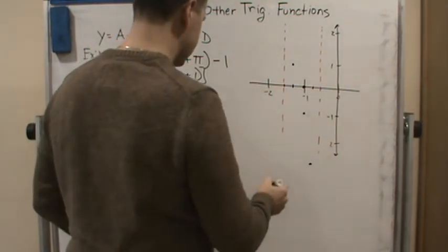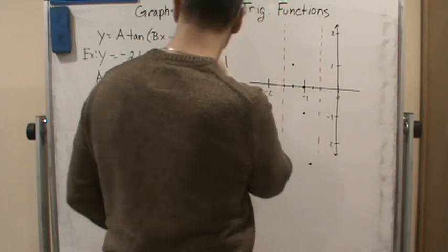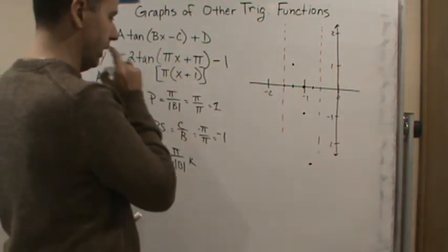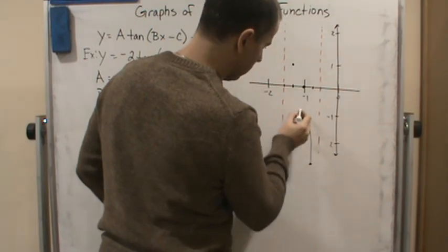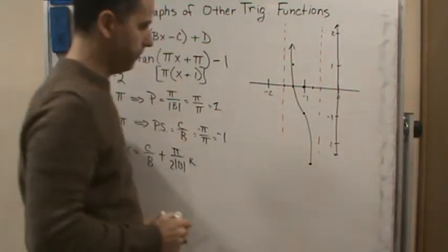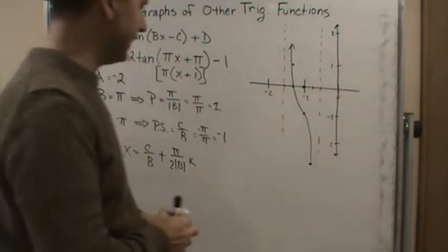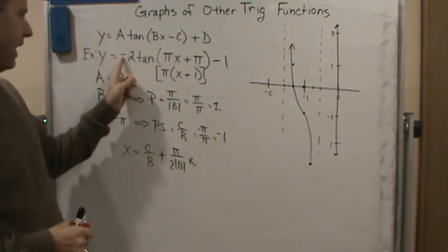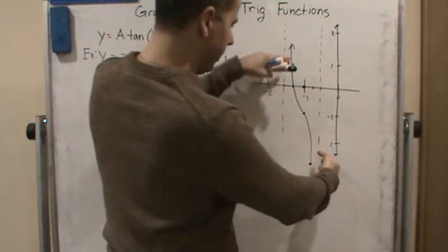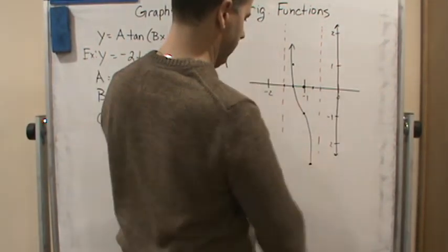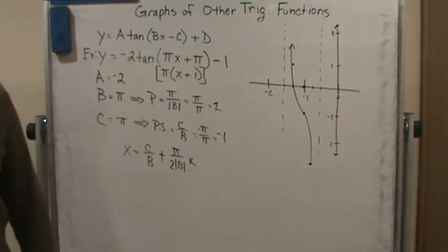So it's going to start here and do this. That makes sense because A is negative, which means it's inverted. So it's inverted here. And there it is. That's the graph.